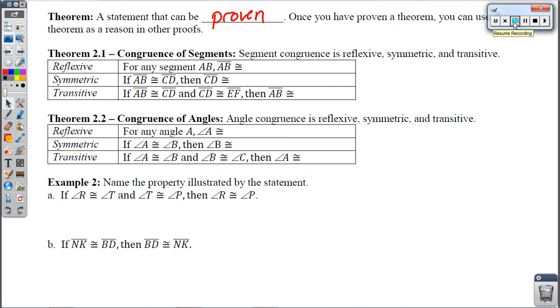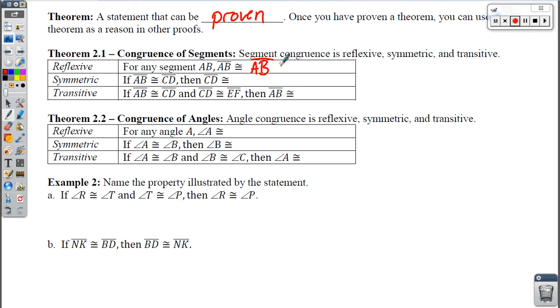All right, let's now look at some properties that we have. So the first property we're going to look at is called the reflexive property. We've looked at this before in section 2.5, but we're going to look at it again here. So for any segment, call it AB, we can say that that segment is congruent to itself. So all this is really saying is that this object, or any object, is the same as itself.